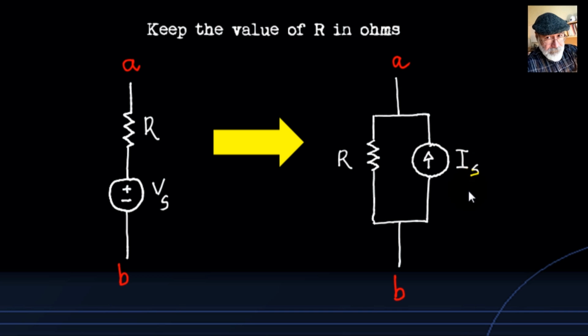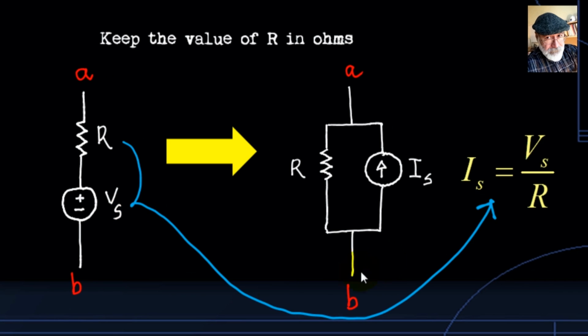Easy. We keep the same value for the resistor in ohms. And for the current source, we divide the value of the voltage source by the value of the resistor, and that gives us the value of the current source if we want to guarantee equivalence between the circuit on the right and the circuit on the left.